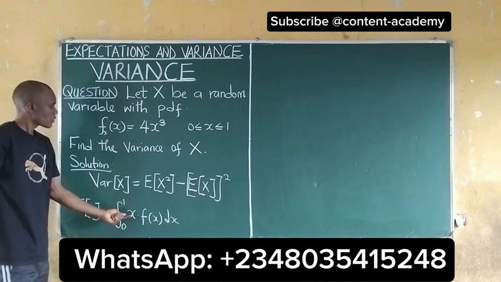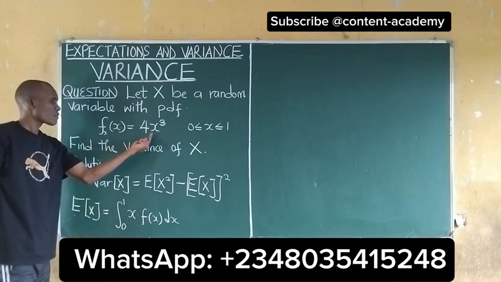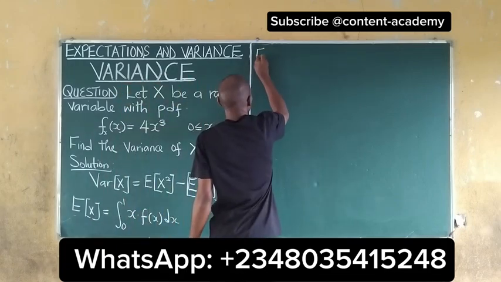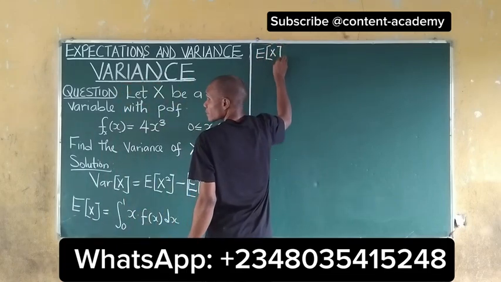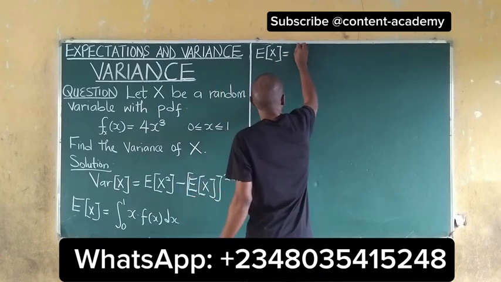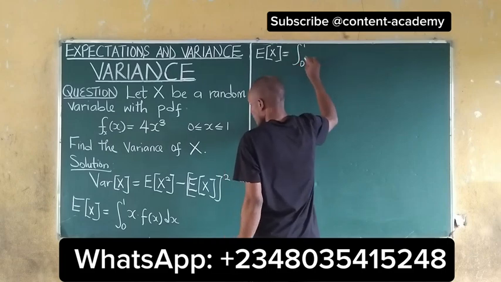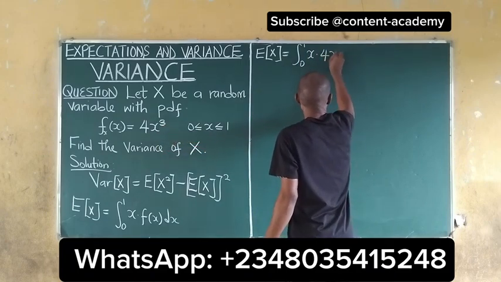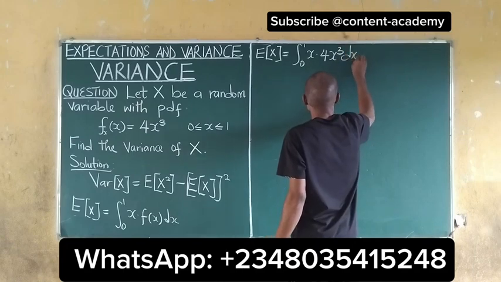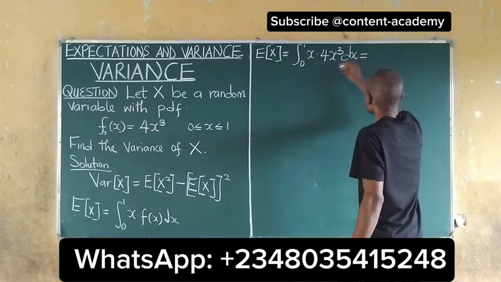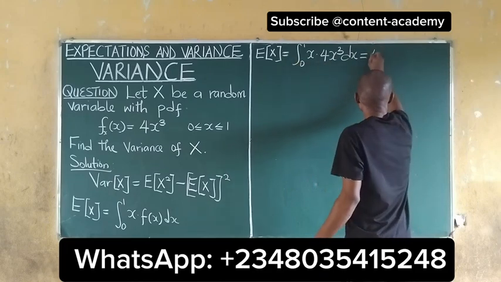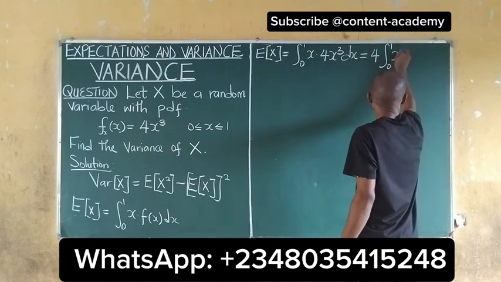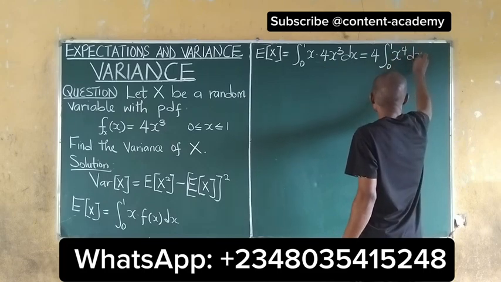So this is what we got. So what is our PDF? Our PDF is 4 multiplied by x raised to the power of 3. So we move over to this side. Our expected value of x is equal to the integral from 0 to 1, x multiplied by 4x raised to the power of 3, then dx. This can be written as, we bring out our constant, 4 integral from 0 to 1. This multiplied by this will give us x raised to the power of 4 dx.